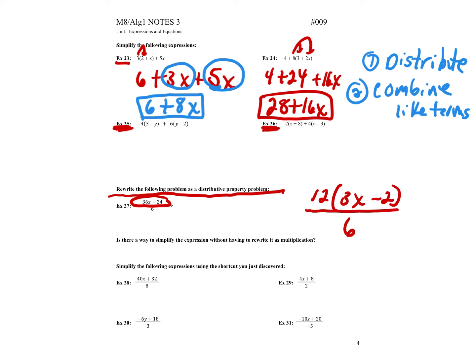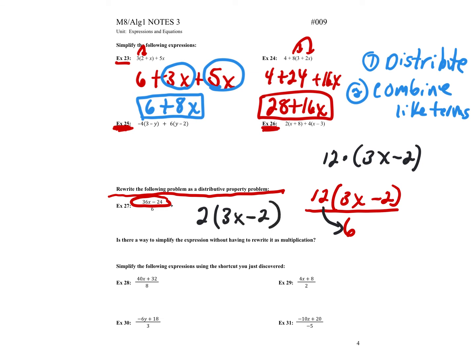And then you have 6. So again, this means 12 times 3x minus 2. So I can simplify this by dividing 12 by 6, which is 2. So my final answer will be 2 times 3x minus 2.